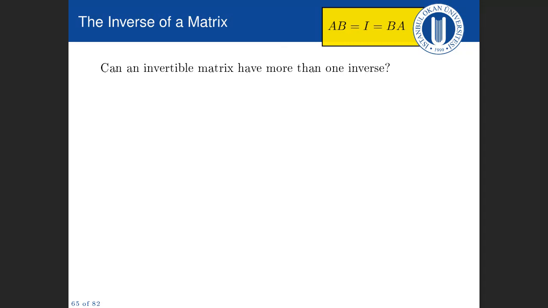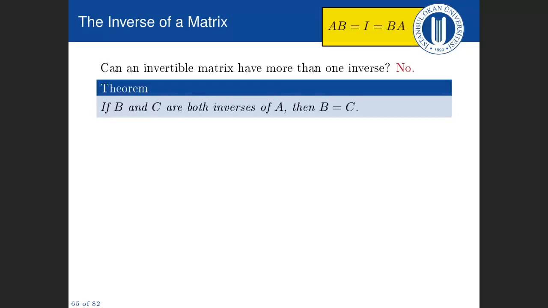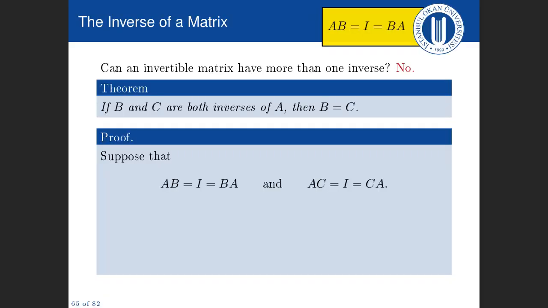Can an invertible matrix have more than one inverse? The answer is no. More precisely, if B and C are both inverses of A, then this implies that B is equal to C. Let's prove this. I'm going to start by supposing that B and C are both inverses of A. So we know that AB is I is equal to BA, and AC is equal to I, which is equal to CA.